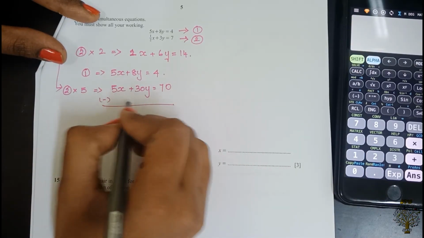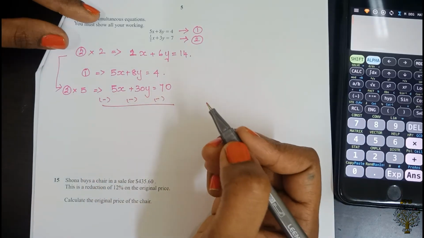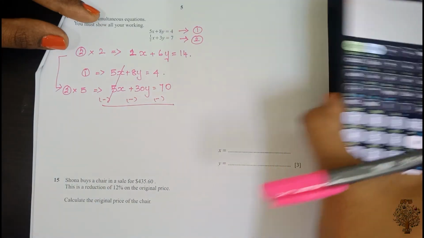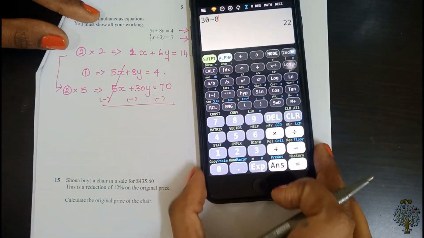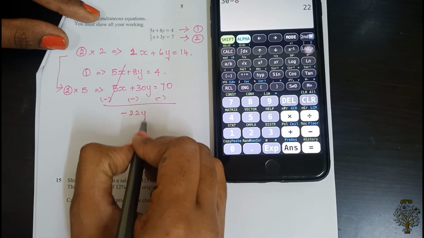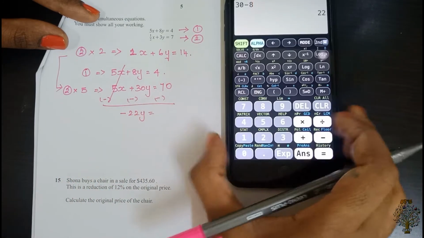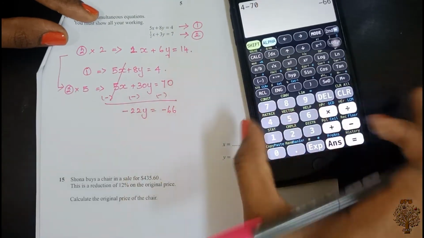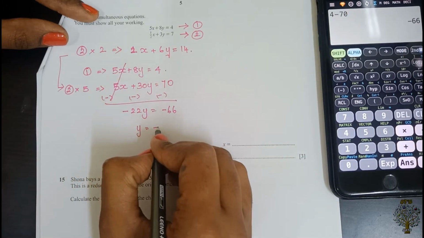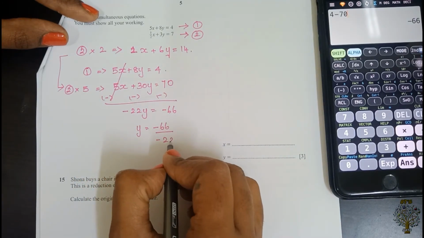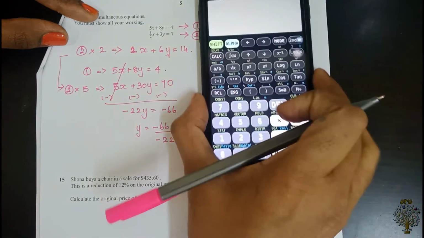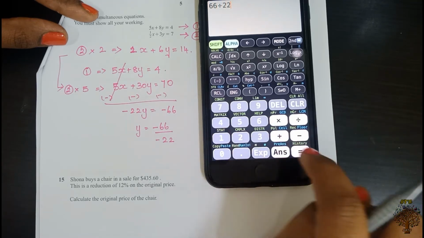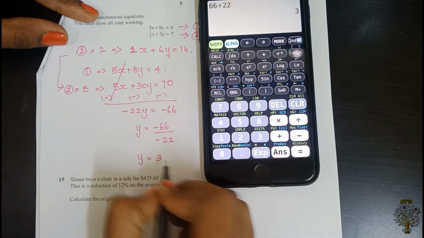Now change the symbol because both the 5x are having same sign. You can cancel 5x and you have to go for simplification here. I'll take 30 minus 8, which gives us negative 22y, which is equal to 4 minus 70, that is negative 66. We can go for solving this. Negative 66 divided by negative 22, that gives us 66 divided by 22, which is 3. Y is equal to 3.